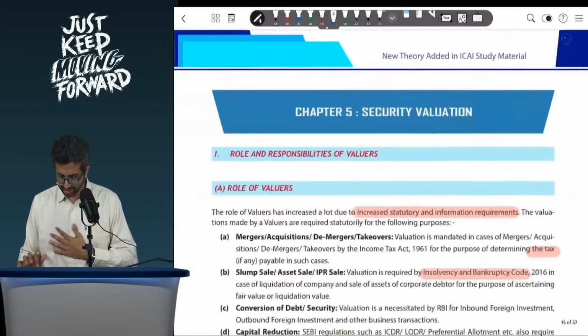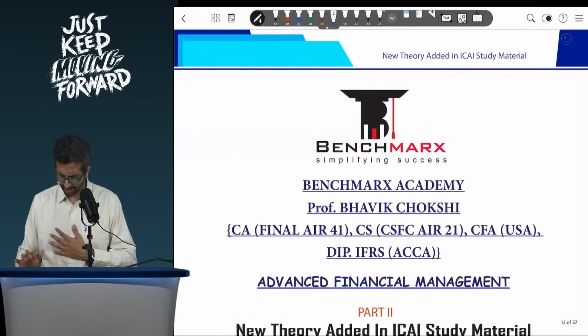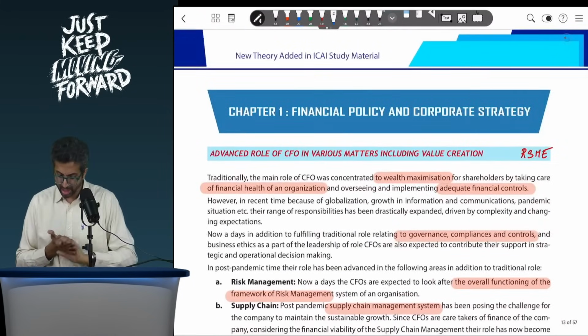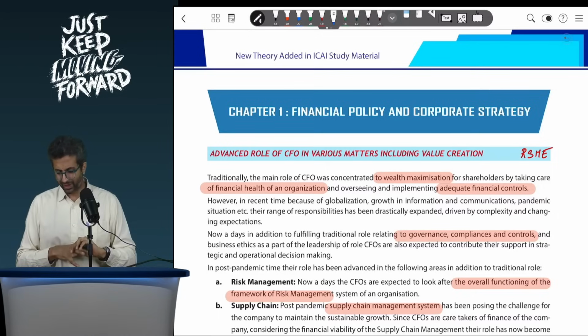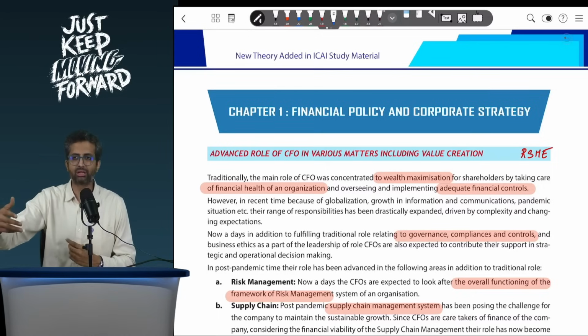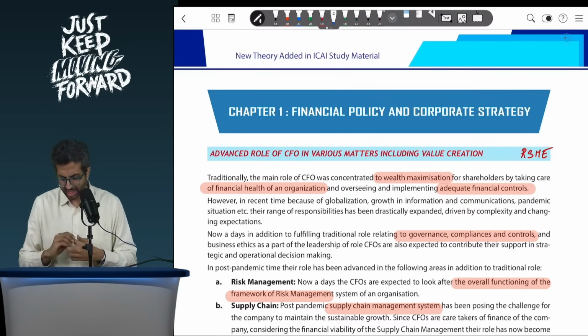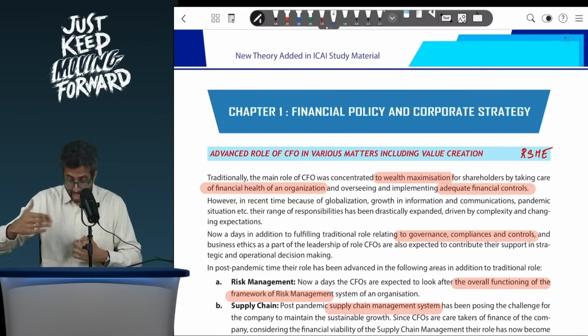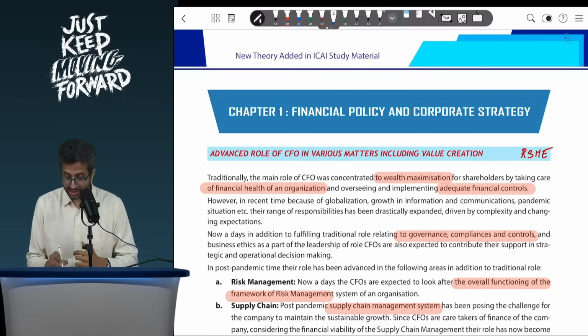Next, you have security valuation and financial policy. So I think we are almost done. When you look at financial policy and security valuation, there's a lot of literature given regarding the role of a registered valuer, so we'll quickly flip through that. But other than that, when you look at financial policy and corporate strategy, the new thing that is added here is the advanced role of a CFO.